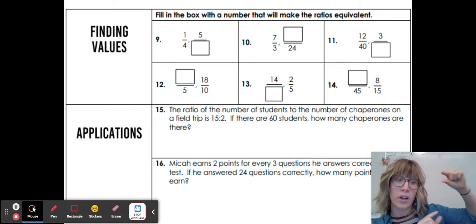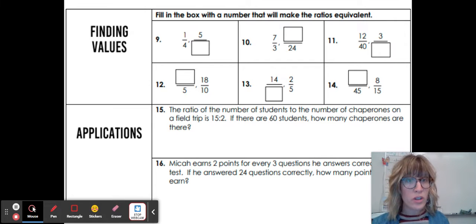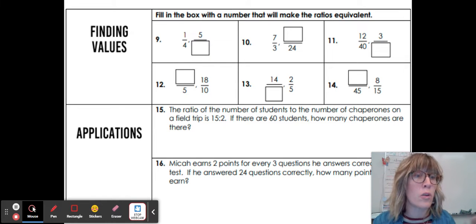Sometimes both the numerator and the denominator, or both parts of your ratio, are mysteries. In this case, you are only working with one mystery and you're given a little clue. And so in this case, you're going to fill in the box here with a number that's going to make the ratio equivalent.